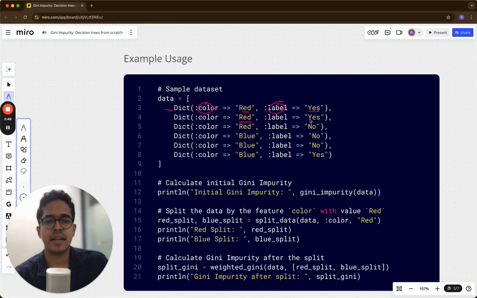When the color is red in the second row, it is again yes. Third row, however, red is corresponding to no. Fourth, blue is corresponding to no. Fifth, blue is corresponding to no also, and the last one, blue, is corresponding to yes. So this is our data set in the form of a dictionary. Just keep this in mind. When we are calling Gini impurity, this data is what we are passing.